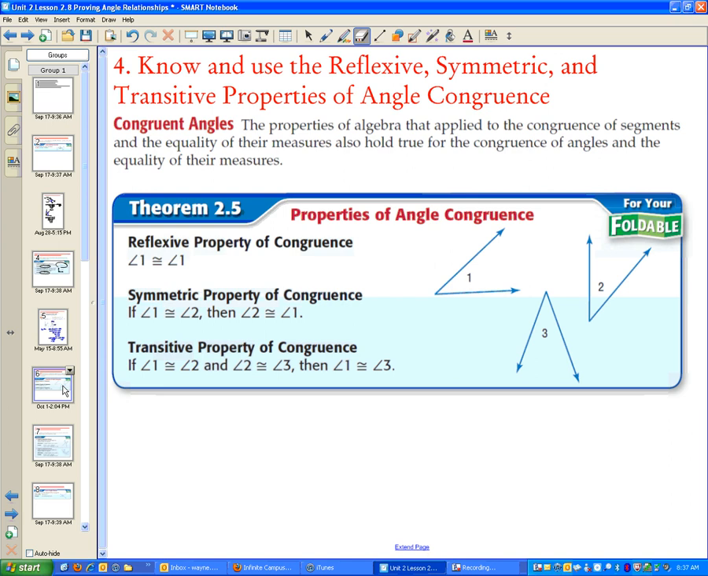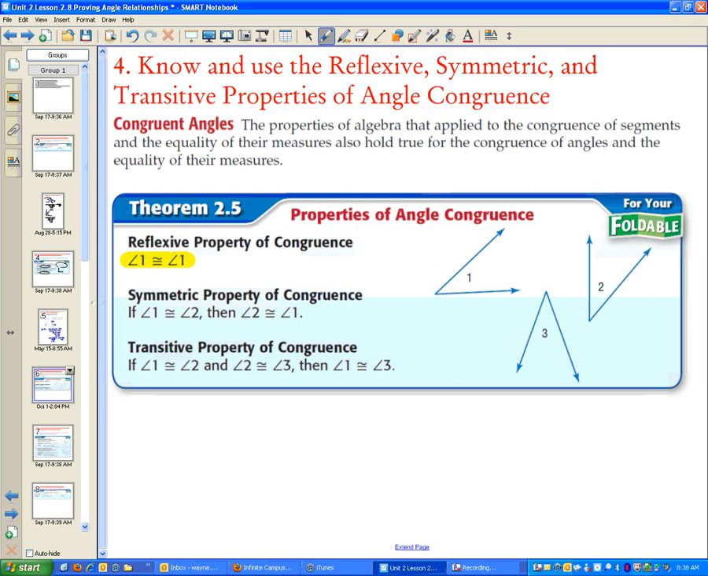And, you know, even though this is a theorem, which means we can prove these properties, I think these are fairly apparent. The reflexive property of congruence says that angle 1 is congruent to angle 1. An angle has to be congruent to itself. It has to have the same measure as itself. I hope, because if it doesn't, my whole worldview falls apart.